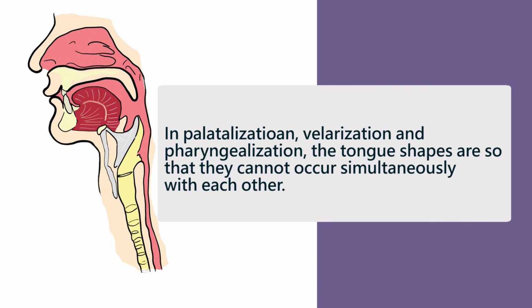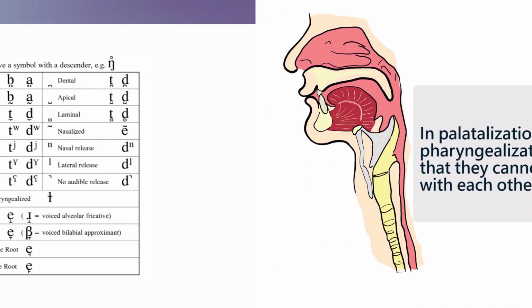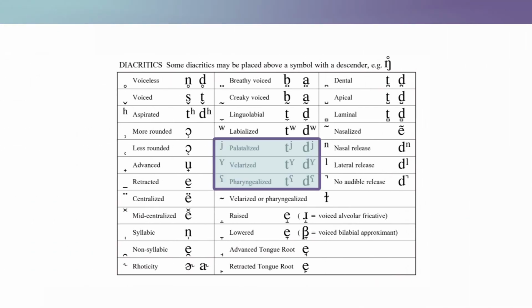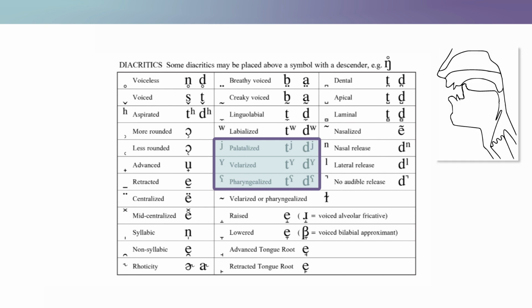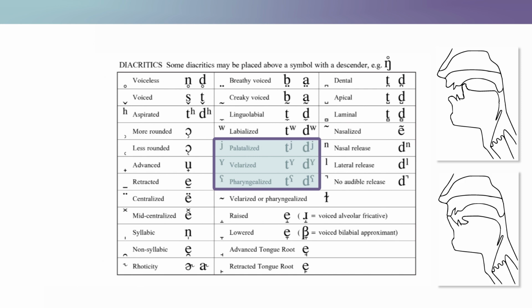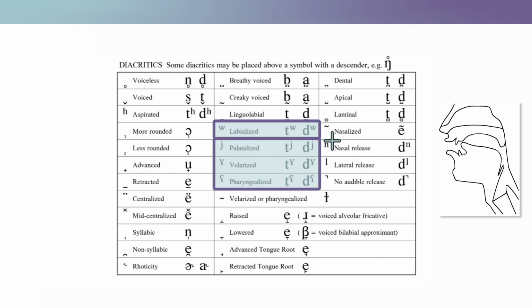In the secondary articulation processes of palatalization, velarization, and pharyngealization, the tongue is involved. The tongue shapes are so that they cannot occur simultaneously. For example, in these three secondary articulations, in order to produce them, you need to change the position of the tongue, and you only have one tongue, you cannot combine them together. But because in labialization you're using your lips, you can use labialization, which is your lips, at the same time as your tongue, right? So you can combine these two.